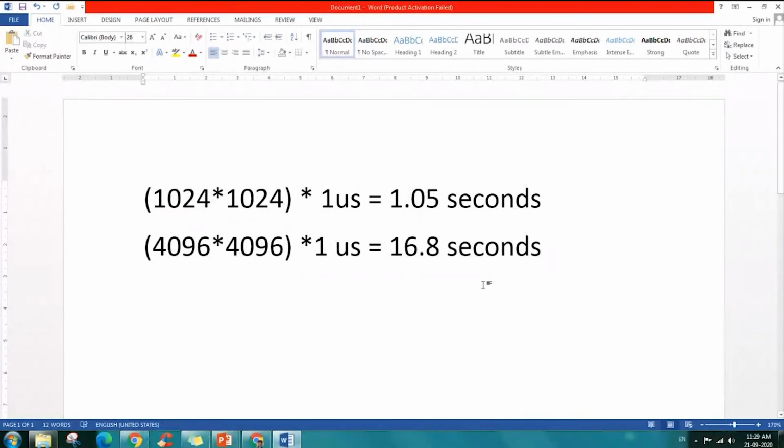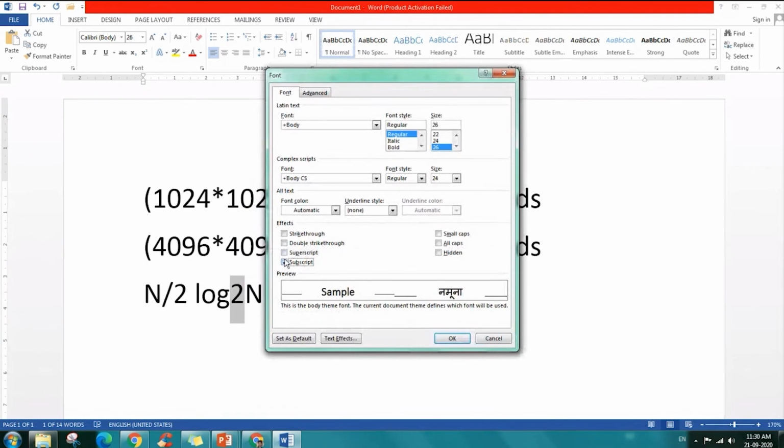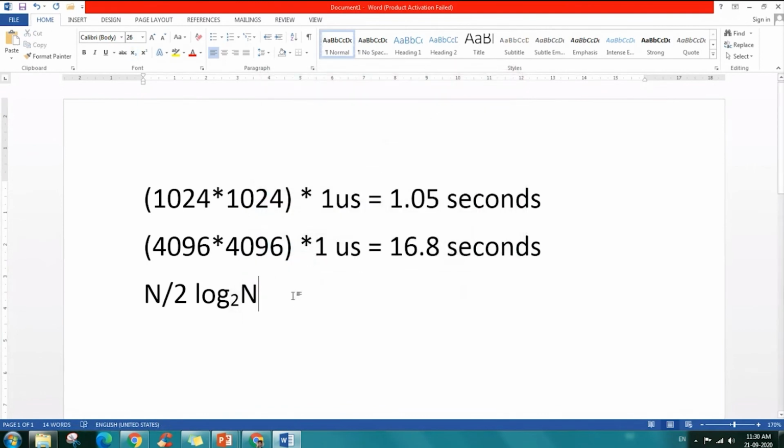Okay, so now the second case, when we are performing the operation with the DIT FFT. In that case, how much reduction are we getting? Our equation says that N by 2 log 2 N number of multiplications you require. So if you apply this, your answer is 5.12 milliseconds.